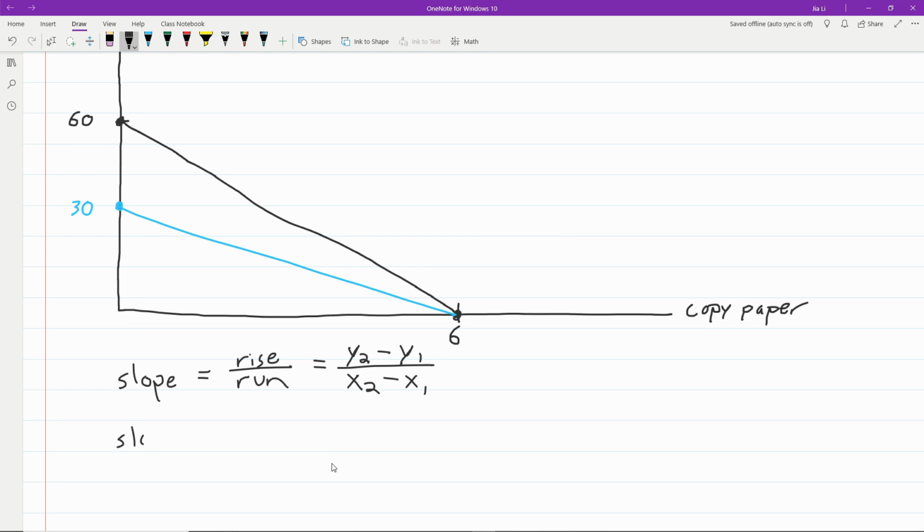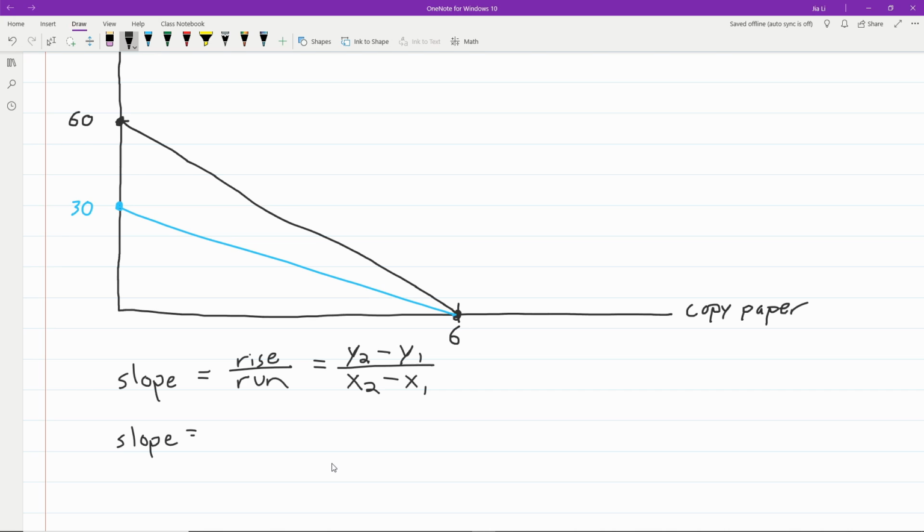So for the black line, I'll be writing in black ink here. The way that we would do that is, well, let's just pick this point up here as our y2, and this down here as our x2, as our second point, right? So point 1 and point 2.